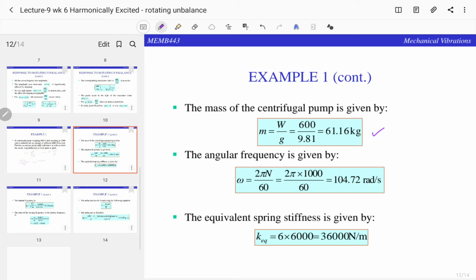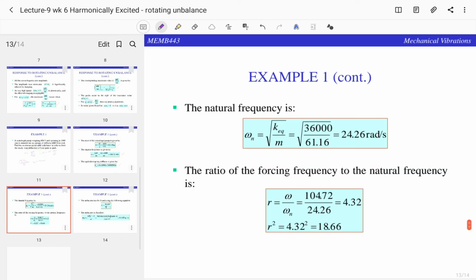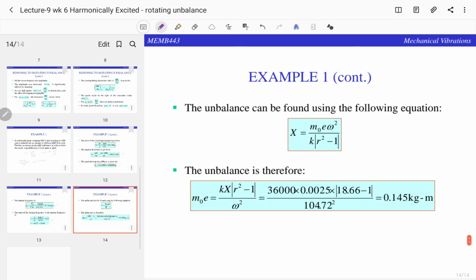Okay, so we can take a look at the values here, your m. Then you can calculate your angular frequency, 2 pi times rpm over 60. The equivalent spring, you have to multiply by 6 because you add them up. Then you can calculate your omega n and also your forcing frequency, because they give you the omega already, and then from there you can calculate the unbalance.